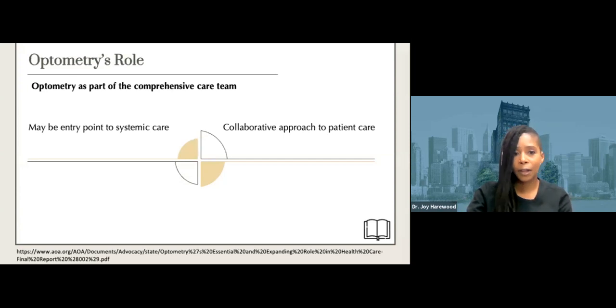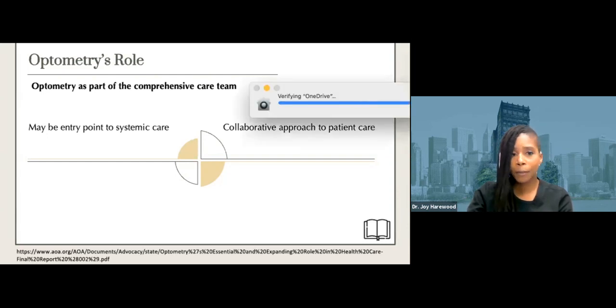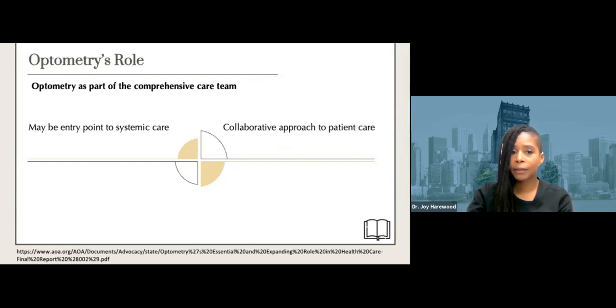Next, as an optometrist, we all know that we provide a very collaborative mode of care. We work with ophthalmologists, dermatologists, primary care doctors, allergists, all of the above, in order to care for our patients, because often there are systemic reasons why they're having visual issues. So it makes sense that we're part of this comprehensive team.